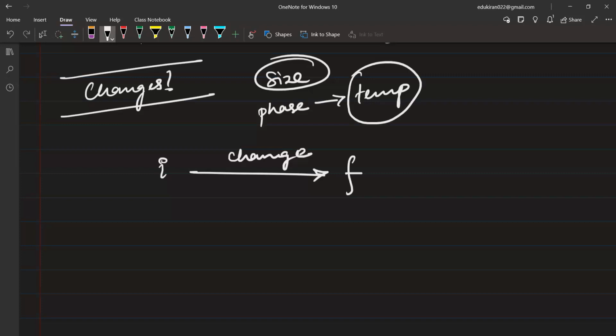So you had H2O, that was your substance. It was at 0 degree Celsius. Now it is at 3 degree, 4 degree, 5 degree, 6 degree Celsius, right? So temperature is changing. What else can change?